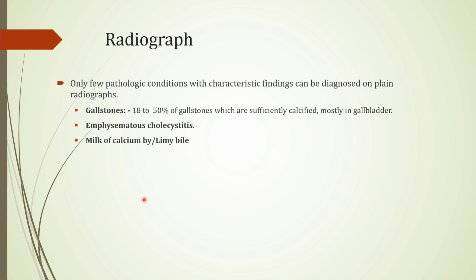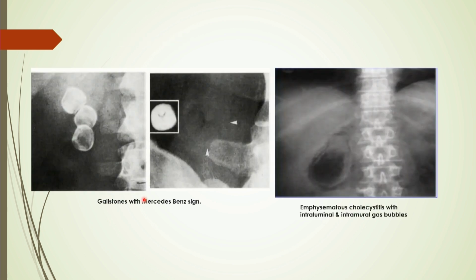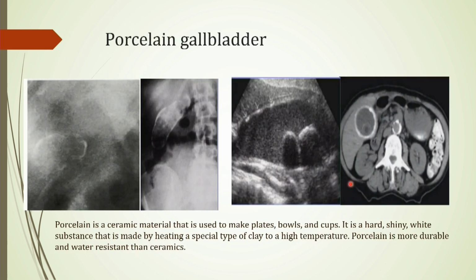Only a few conditions can be diagnosed on radiograph, including gallstones when they are very dense and sufficiently calcified, emphysematous cholecystitis where we see intraluminal and intramural air within the gallbladder wall and its lumen, and porcelain gallbladder where we see calcification of the wall of the gallbladder, which is seen as a pear-shaped structure in the subhepatic location.